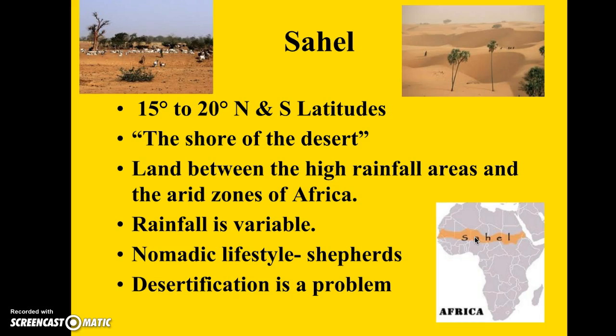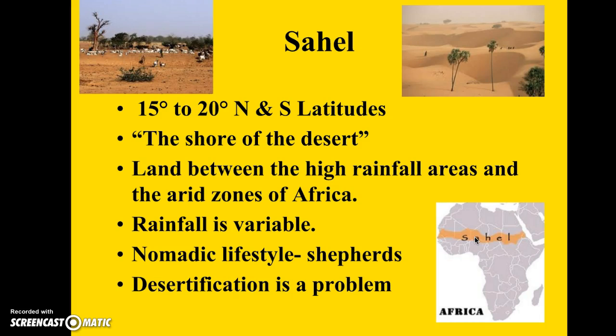Nomads move with a purpose. They follow food sources, or they follow water, or they follow traditional migratory patterns. And so when we talk about the idea of agriculture in the Sahel, there really is no farming per se in the Sahel, just because it is so dry.